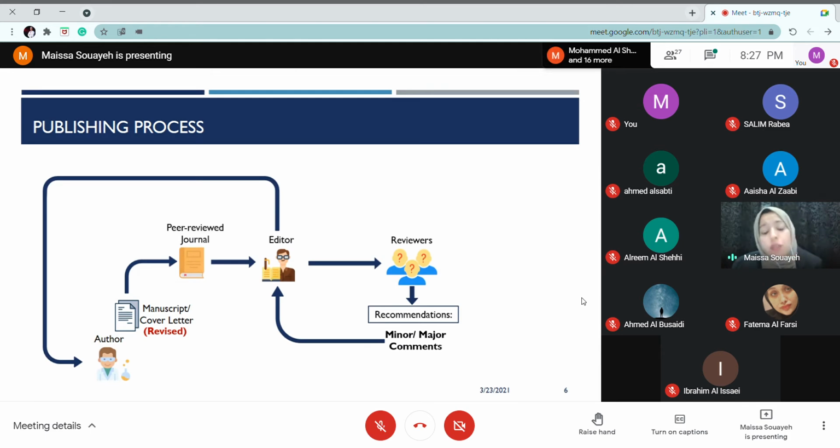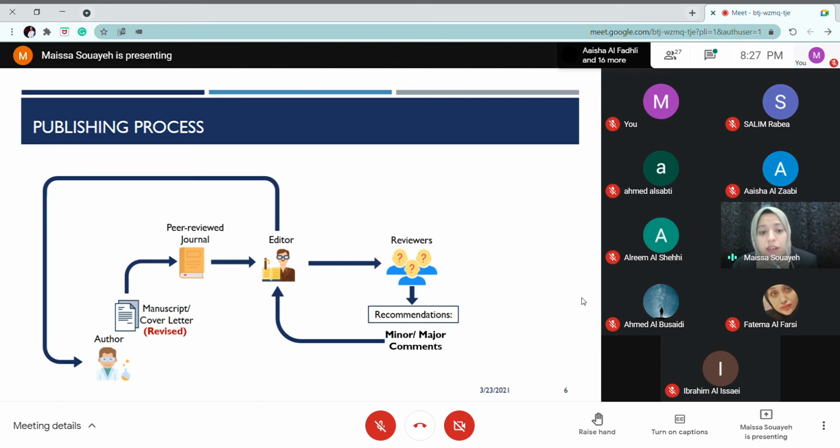It will go again through the same process. The editor will check it, and then again it will go to the reviewers. The reviewers will see if they are satisfied with the answers of the author. If they're satisfied, they will recommend the publication, and it will be published. If they are not satisfied, they will recommend the rejection, and it will be rejected. If they still have concerns, again it will go back to the editor, and the editor will return it back to the author.